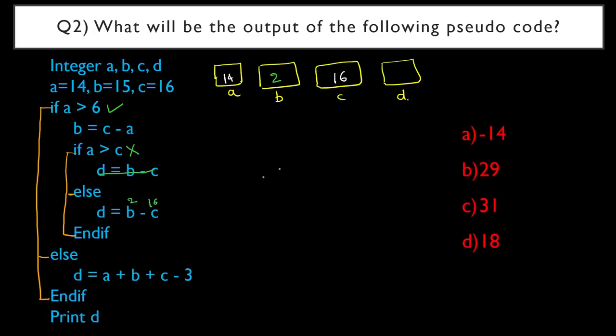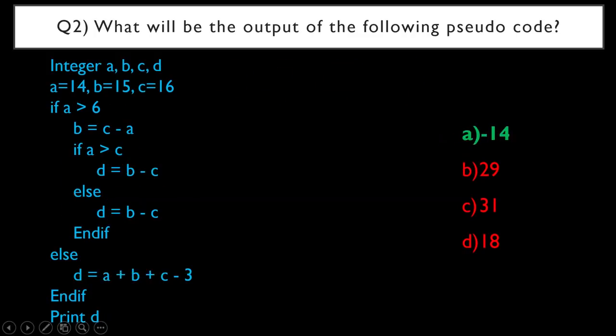So 2 minus 16 is nothing but minus 14, that will be stored in D. So the value of D will be minus 14, and then we come to the end of the if condition. Now this won't be executed because this condition was true. We directly come out and print D here. The value of D is minus 14, which is given in option A.